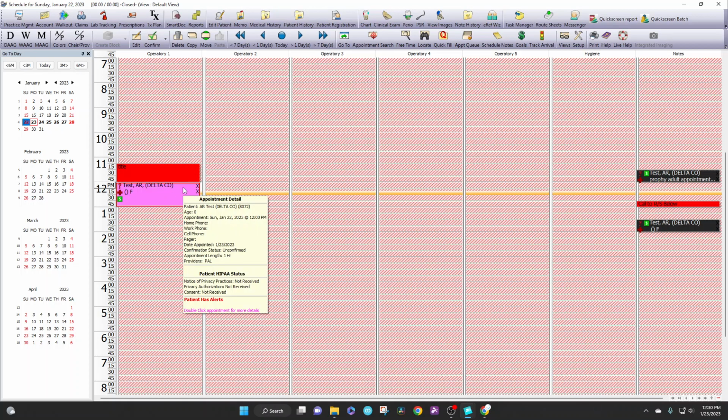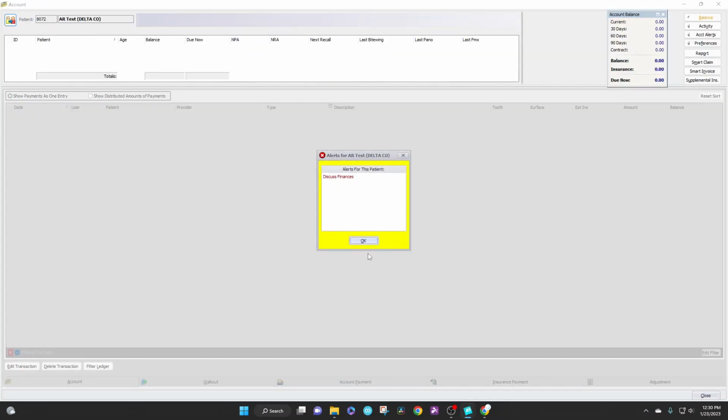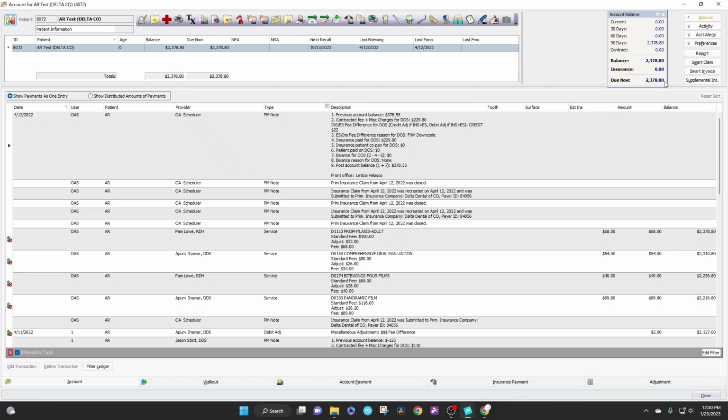So when you click on the patient, you'll take the routing sheet, get the patient name, and then click on the account tab, and you will see this Due Now. This is the amount that is due from the patient. Okay, it's not this balance and it's not this insurance, it's the Due Now. And so what you'll do is take the payment from the patient.